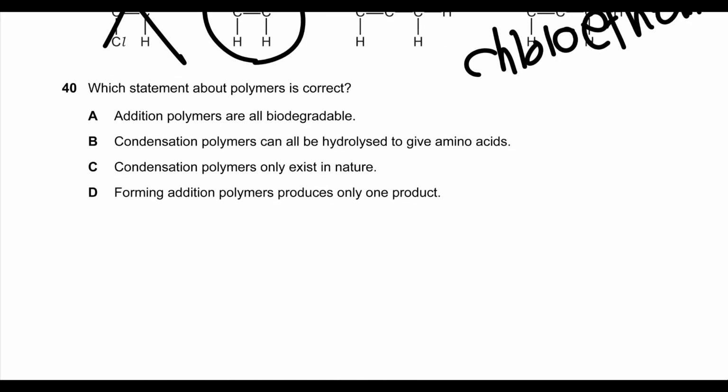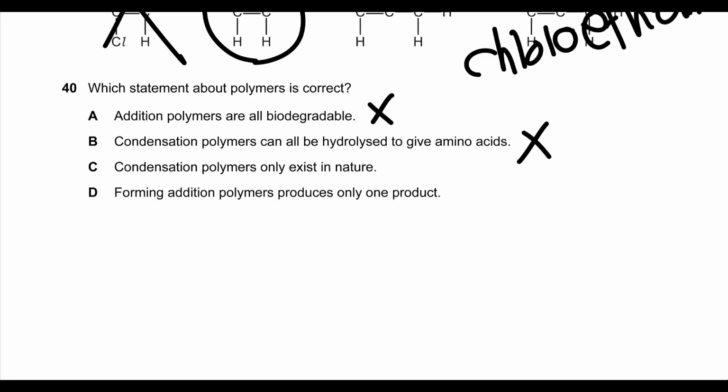And the last question of this past paper, which statement about polymers is correct? Addition polymers are all biodegradable. This is totally wrong. Condensation polymers can all be hydrolyzed to give amino acids. No, only the proteins, which are condensation polymers, could give amino acids. And for example, polyester is another example of condensation polymers. When they hydrolyze, they will give alcohols and carboxylic acid. So it's totally wrong. Condensation polymers only exist in nature?